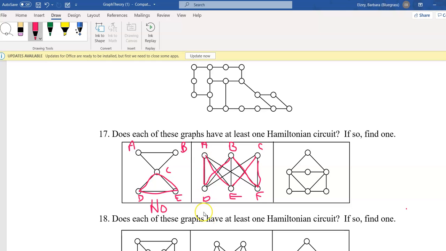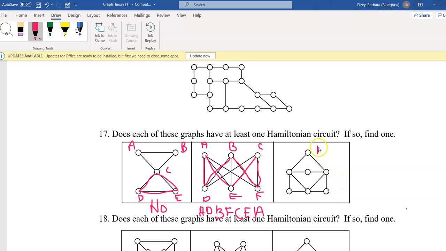So let's notice we went A to D, and then from there, we drove to B, and then we drove to F, and then to C, and then to E, and then we returned to our starting point A. So we do have a Hamiltonian circuit in there, and we could find another one. There's probably plenty of them in there. All right, now let's look at this next one.